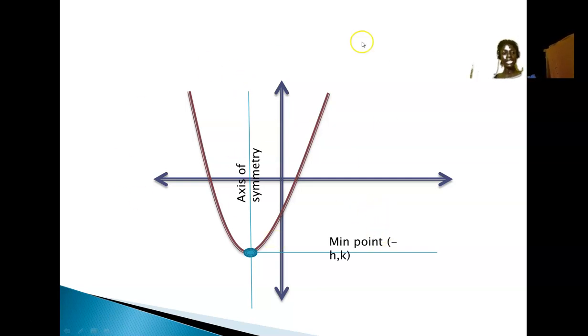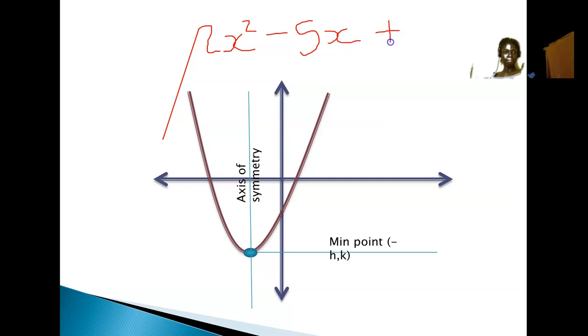So in this case, if you are given an equation, or a function, let's say 2x² - 5x + 6, it's obvious that a would be 2. And a is positive. So from this, we would know that the graph would look like this, a right side up U.